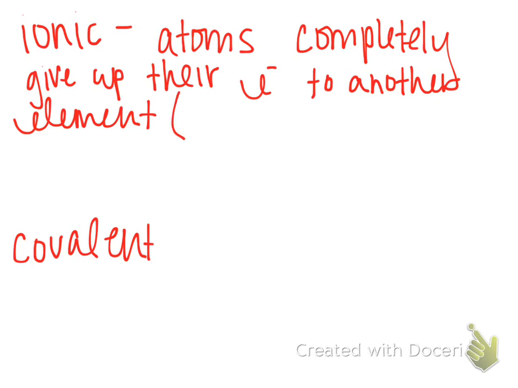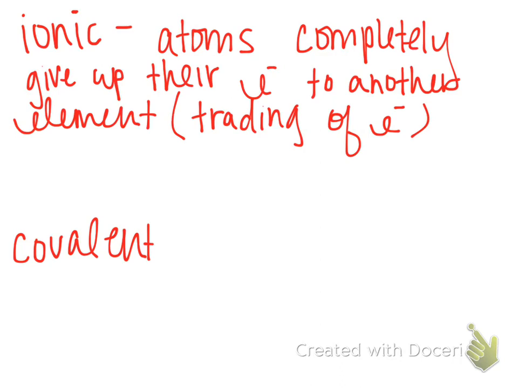Okay, and so really you could think of these as a trading of electrons. Right? They both can't be giving up electrons, right? One has to be giving and one has to be taking. Okay, so they are giving up or trading their electrons in an ionic bond. Knowing what we know about ionic naming and ionic compounds, what do ionic bonds have to be between? What two types of things? Metal and non-metal. Good. It has to be between a metal and a non-metal.